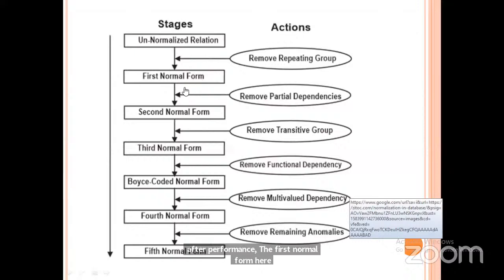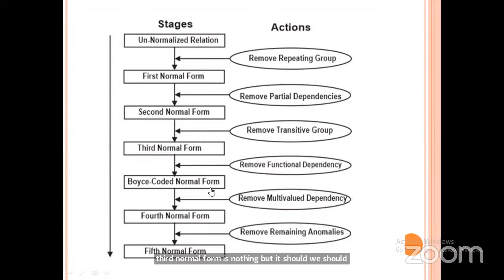While converting first normal form into second normal form, removing partial dependencies happens. After that, we convert second into third normal form. Here it should be in second normal form, and we should remove transitive dependencies. Next, in BCNF, it should remove functional dependencies. Next, in fourth normal form, it should remove multi-valued dependencies. Coming to the fifth normal form, it should remove remaining anomalies. So these are the stages and actions.